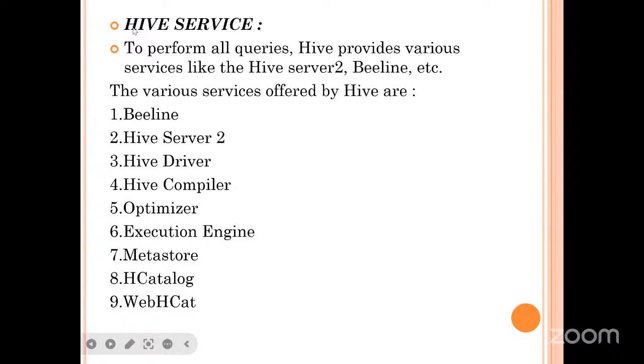Next, go to Hive. Write down the services of Hive. What were the services of Hive? We have seen them in the first diagram. In the first diagram, you have seen the services of Hive: Hive server, Hive services. Write down the Hive services. The first one is Beeline.